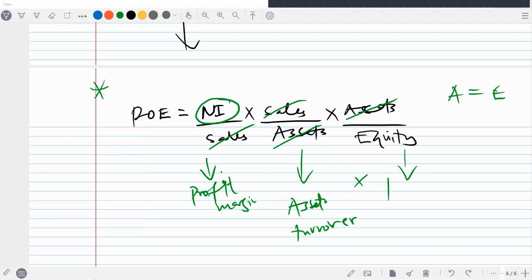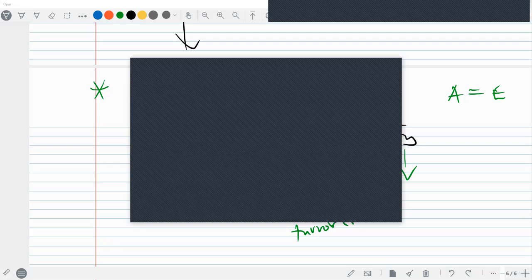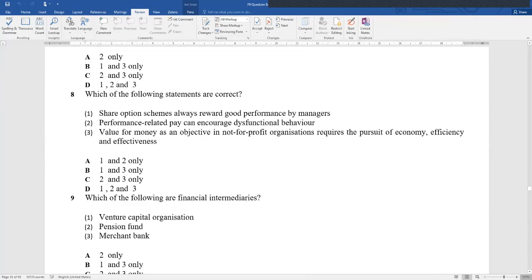So you can see the examiner sometimes can twist things here and there, to see how well you understand the concepts.